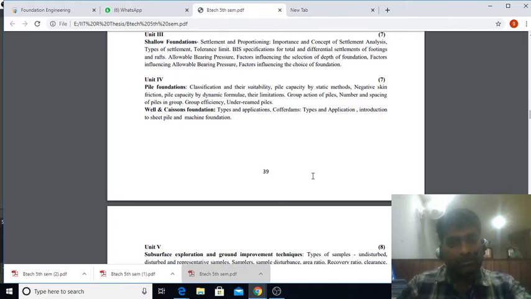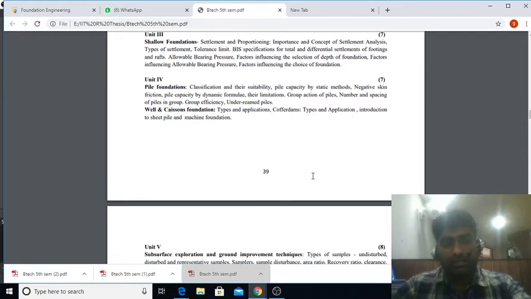So in unit 4 we are going to discuss about the deep foundation. In deep foundation we have 2 types of foundation which we are going to cover in our syllabus. Number 1 is pile foundation and number 2 is well and caisson foundation. In pile foundation we will go through their classification and their suitability, pile capacity by the static method, negative skin friction, pile capacity by the dynamic formula and their limitation, group action of the piles, number and spacing of the piles in a group, efficiency, under-reamed piles.